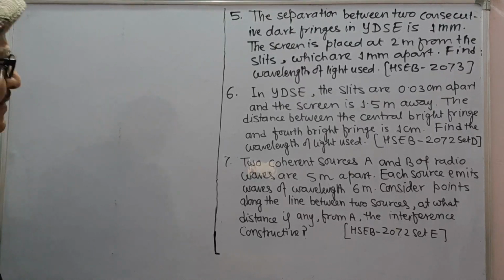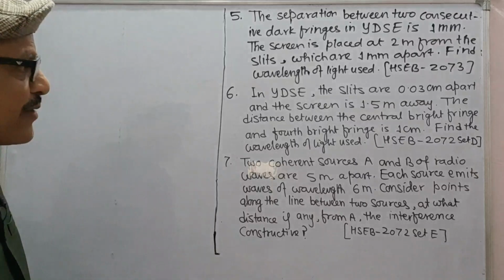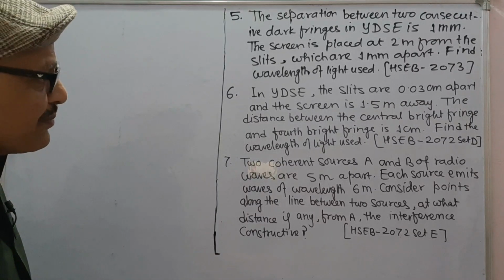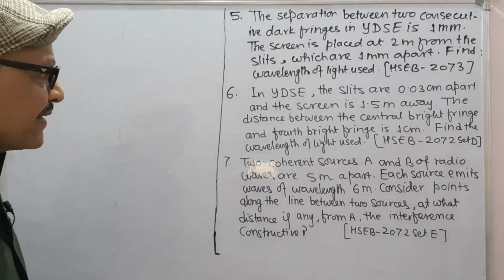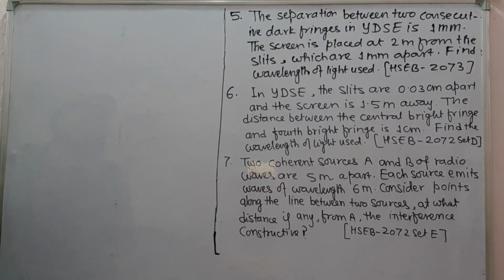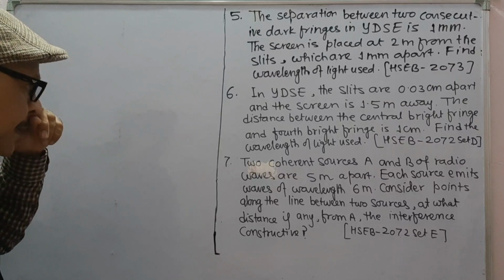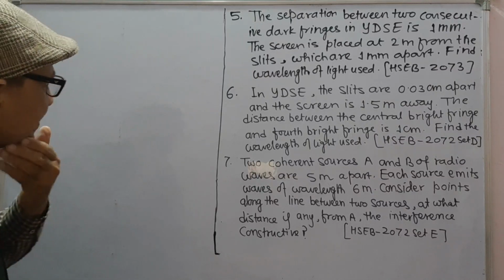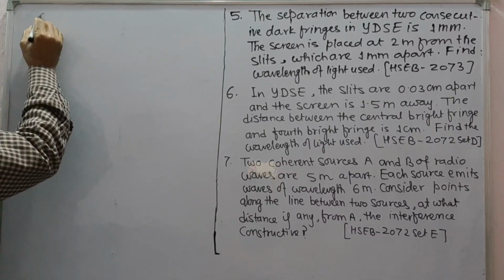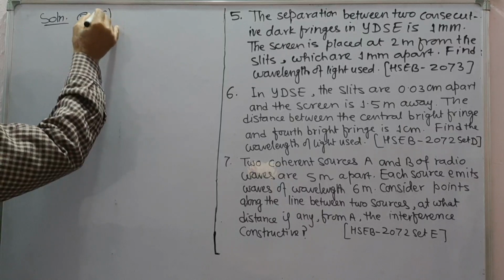Next question number 6. In Young's double slit experiment, the slits are 0.03 centimeter apart, and the screen is 1.5 meter away. The distance between central bright fringe and fourth bright fringe is 1 cm. Find the wavelength of light used. Solution to question 6.